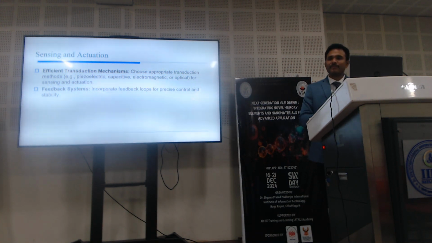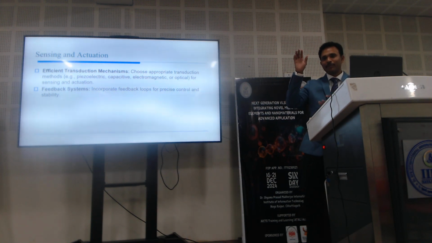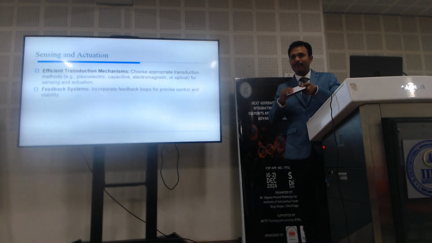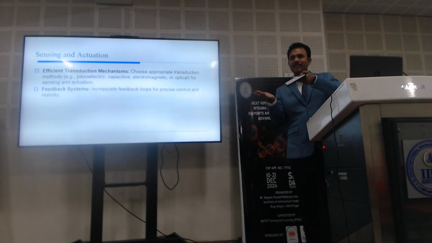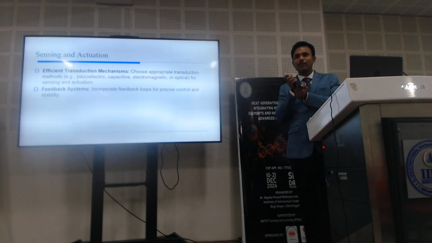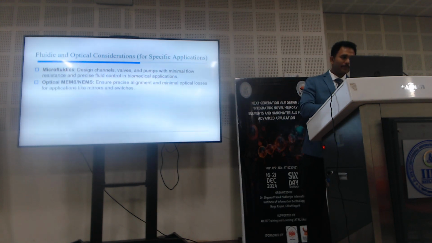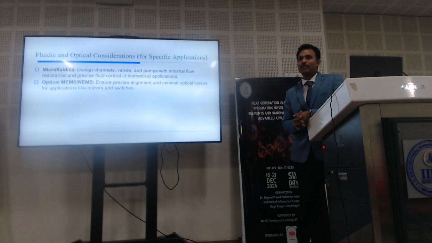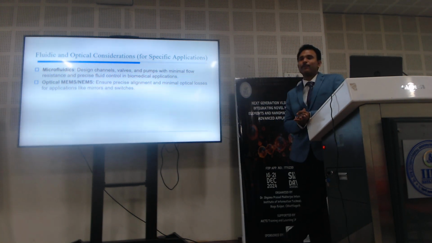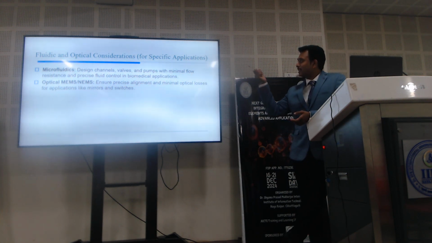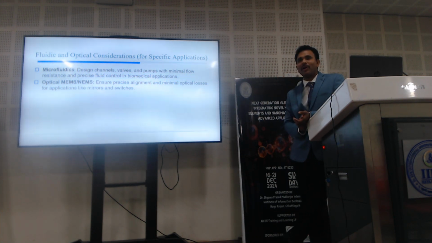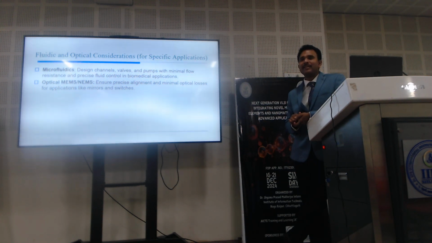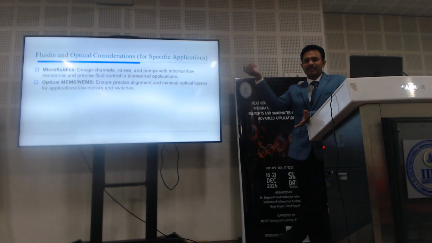And feedback system. Whenever there is a movable sensor, for example when force is applied, it will bend. After releasing it, it should come back to the original position, otherwise it won't work again. And this is specially for fluidic and optical considerations. While going for microfluidics, we should first consider the design of channels, walls, and pumping mechanism. So microfluidics is like this, as if this building has a very good water pumping system.